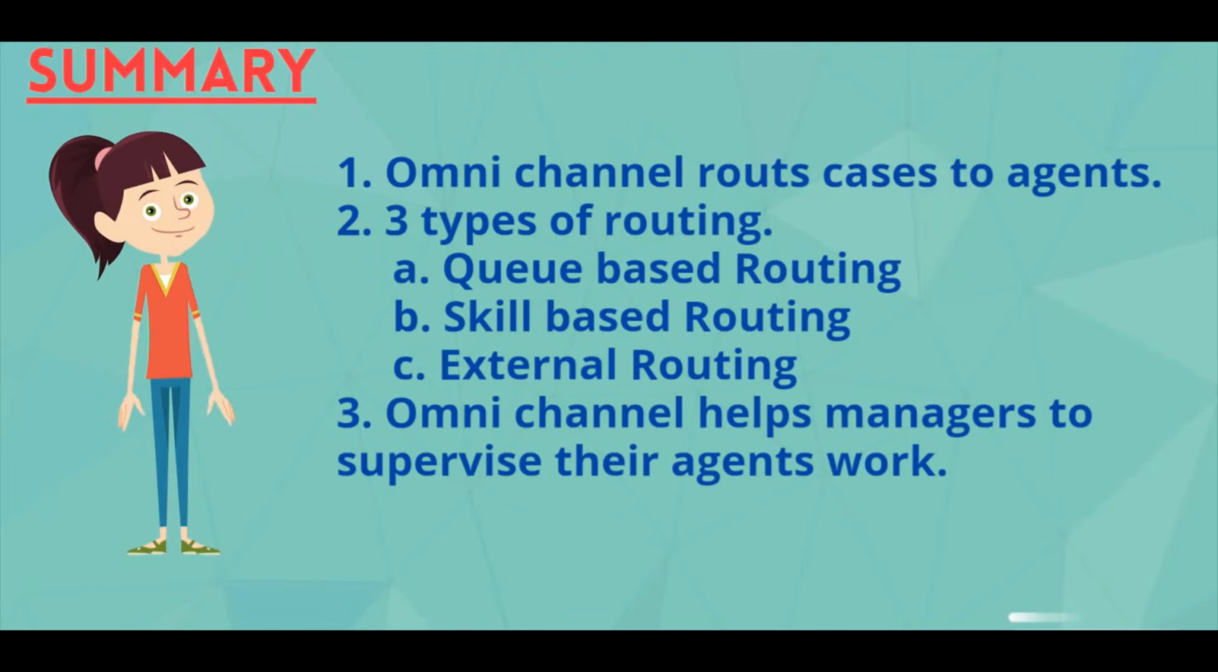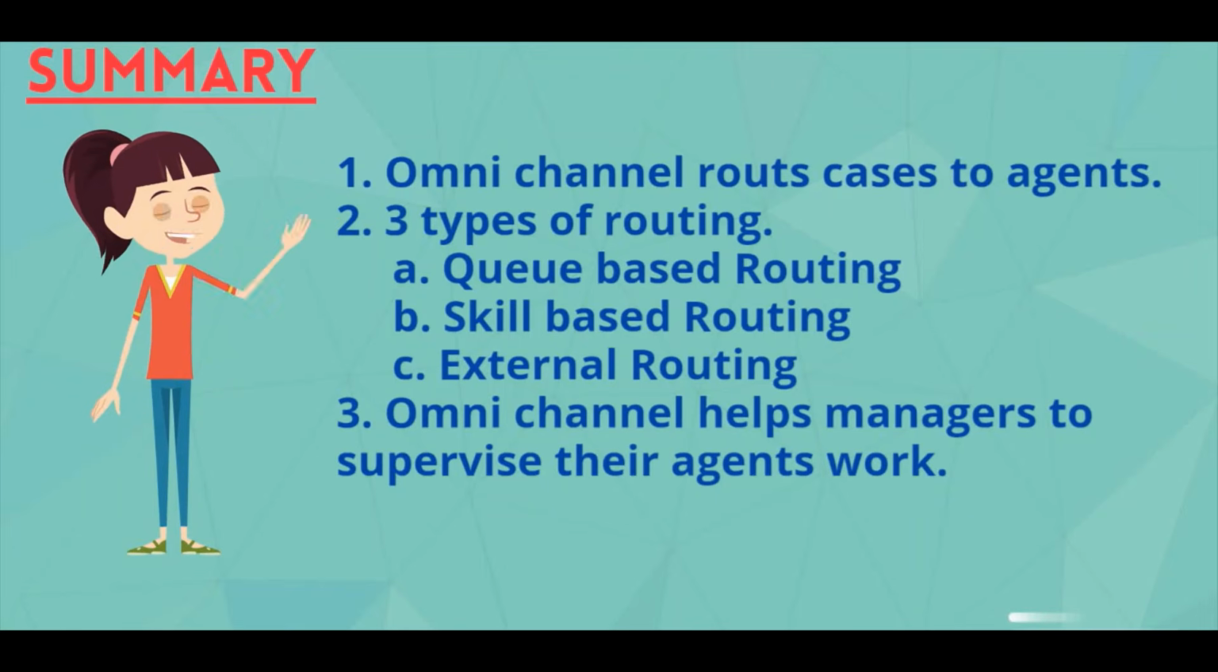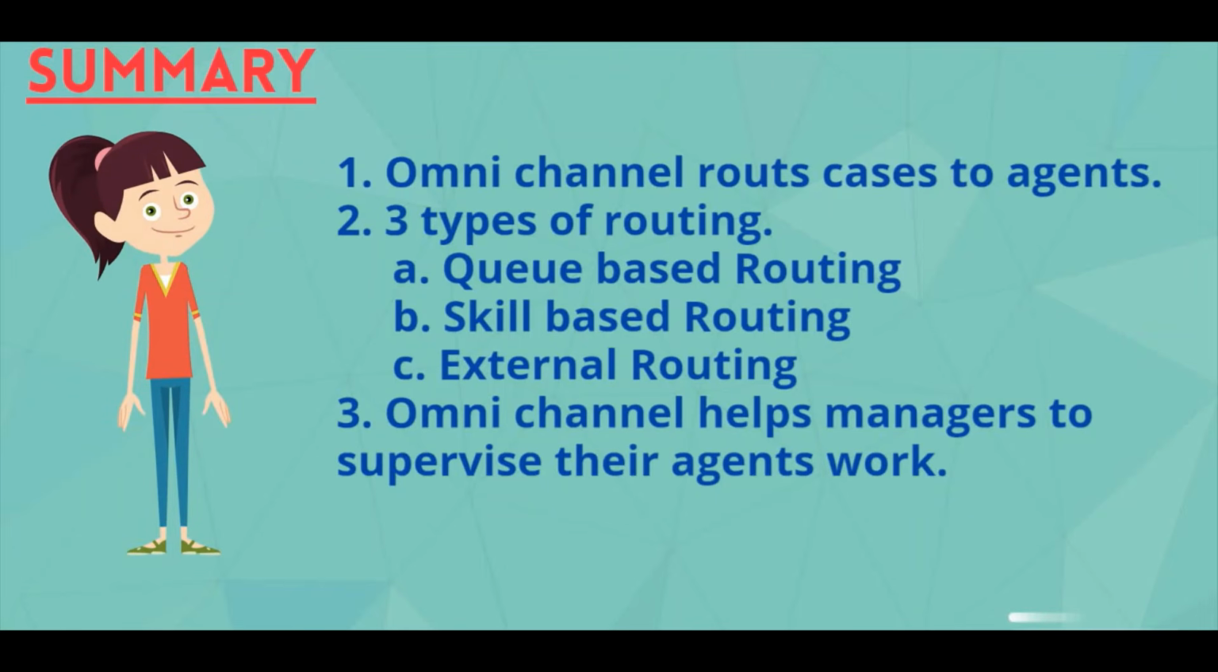Okay, now let's see the summary. OmniChannel routes cases to agents when a case is assigned to a queue. Inside that queue, it will find the eligible person and automatically assign that case to an agent. It can be a case, a lead, or any custom object. We have three types of routing in OmniChannel: queue-based, skill-based, and external routing. Queue-based is very widely used and very useful for small organizations. Skill-based routing is a little more complex, and external routing uses third-party APIs.